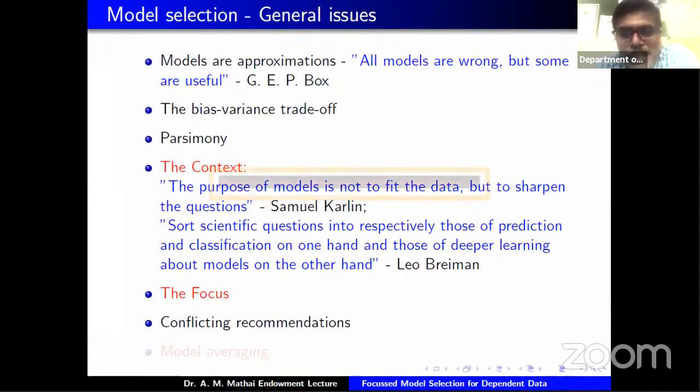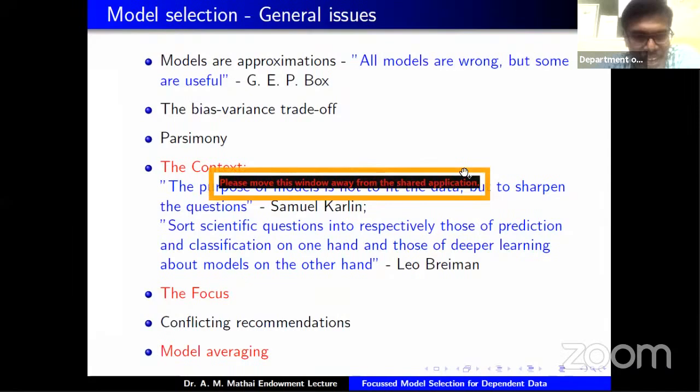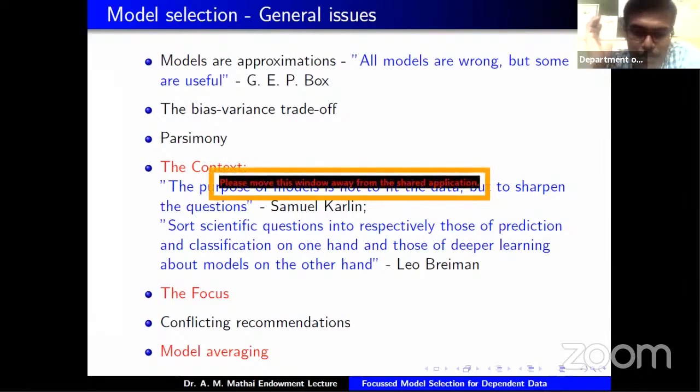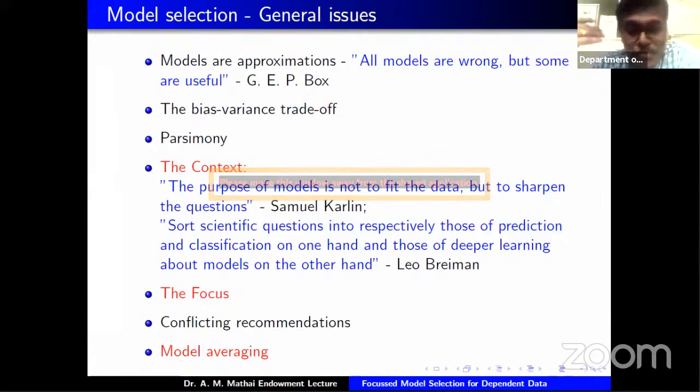The purpose of the model is not just to fit the data, but to sharpen the question. This is what Samuel Karlin has said. And similarly, nowadays, every statistician is slowly turning into a data scientist. Leo Breiman said that one can sort scientific questions into those of prediction and classification on one hand, and those of deeper learning about models on the other hand. So basically, we are trying to make use of models. I don't want to compare any of this discussion to the approaches without a model that we have been doing. It is clearly the typical older likelihood-based, or maybe robust versions of likelihood-based, model selection criteria. So that is what we are in.